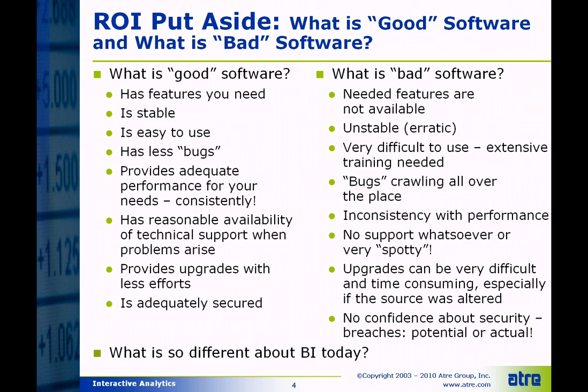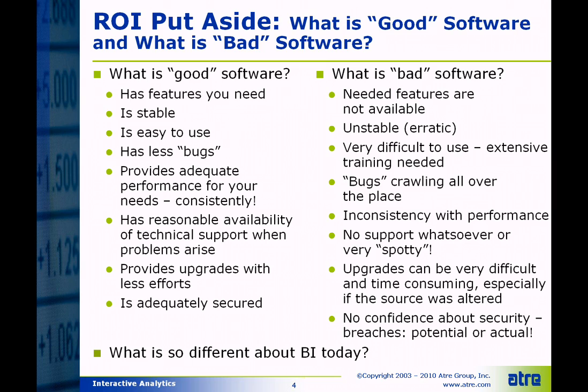Now, also one of the main things people are looking at is that they want to save money. Return on investment is one of the main things, you hear ROI all the time. Let's keep aside ROI. What is good software and what is bad software? Good software has the features you need. It's stable, easy to use, and has fewer bugs. It provides adequate performance for your needs consistently, and has reasonable availability of technical support when problems arise. It provides upgrades with less effort, and it's adequately secured.